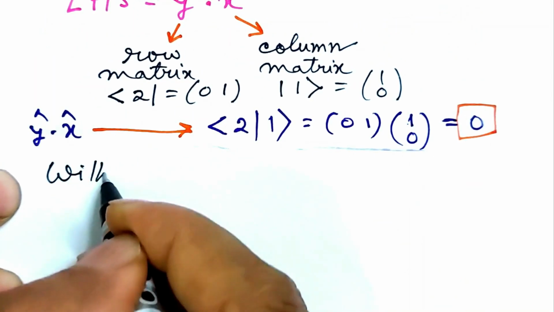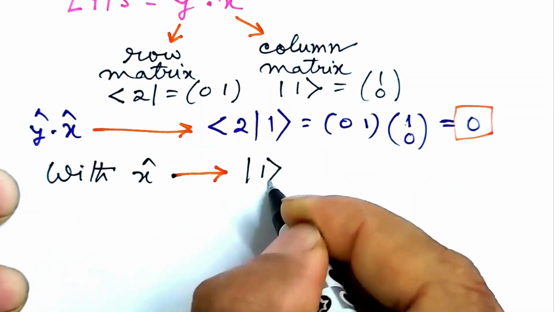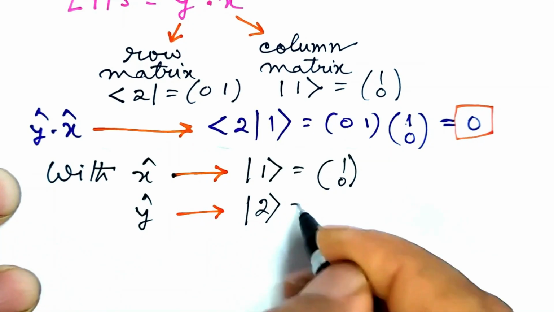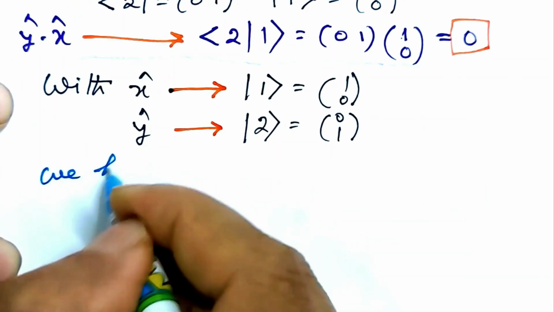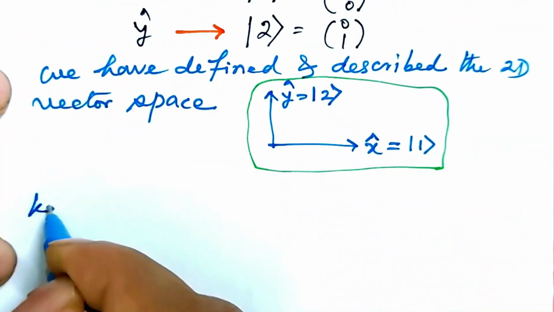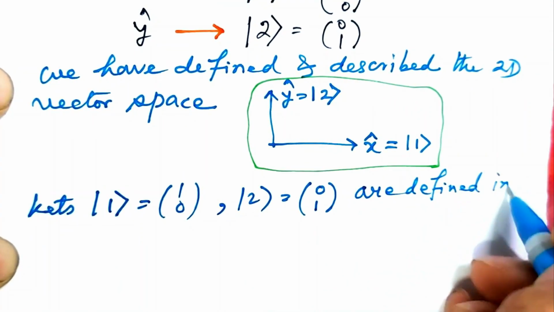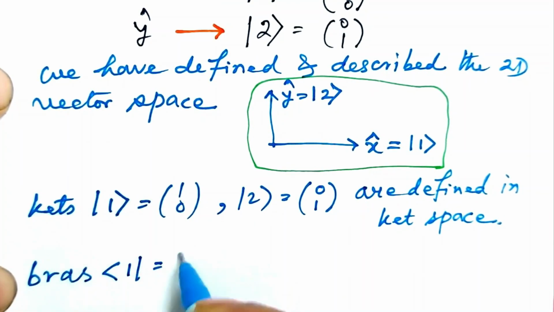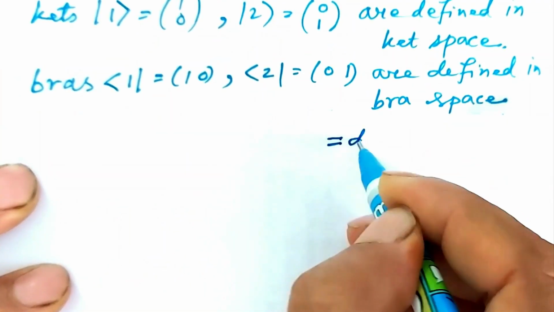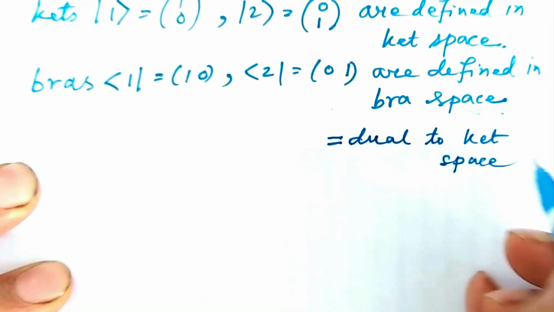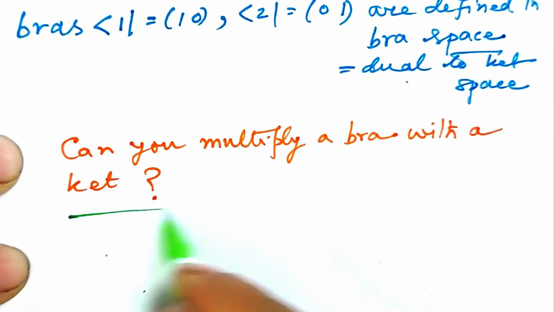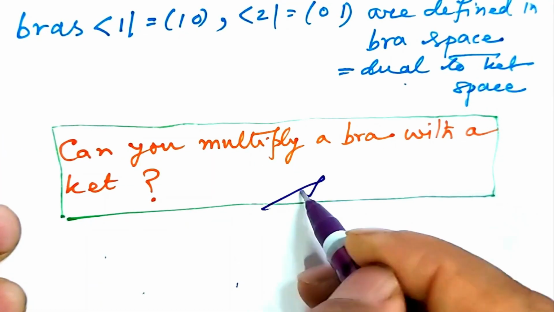With a switch of notation from x hat to ket1 equal to 1 0 column matrix, and y hat to ket2 0 1 column matrix, we have defined and described 2D vector space. While ket1 and ket2 are in ket space, the corresponding bra1 and bra2 reside in bra space, that is dual to the ket space. Let us end up asking the question, can we multiply a bra with a ket? We shall discuss this in the next class.